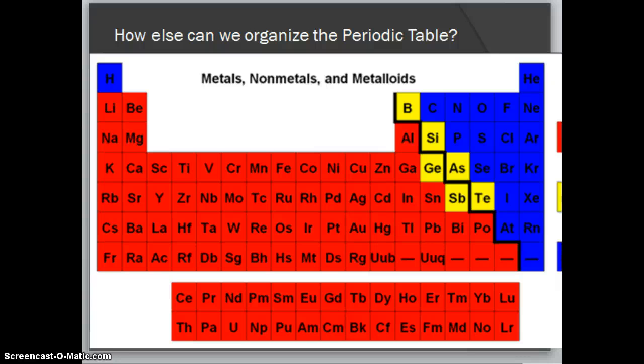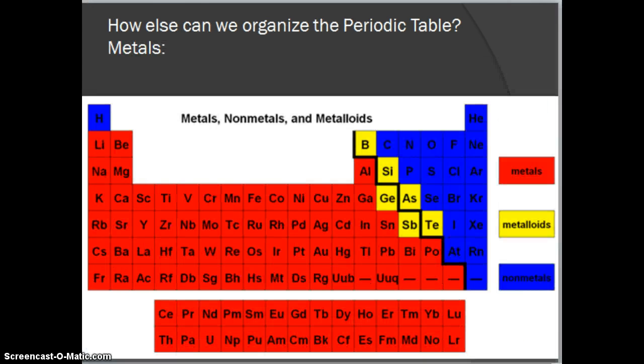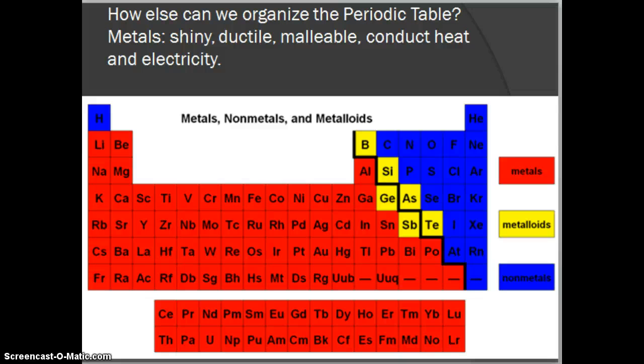How else can we organize the periodic table? Well, we can organize it into metals, nonmetals, and metalloids. So on this table, what color represents metals? That would be the red. What color represents the nonmetals? That would be blue. And what color represents the metalloids? The yellow. So metals, hit pause. Think of at least 3 properties of metals. They are shiny. They are ductile, meaning we can pull them out into wires. They are malleable, meaning you can hit them with a hammer and make them into different shapes. They conduct heat and electricity very well.